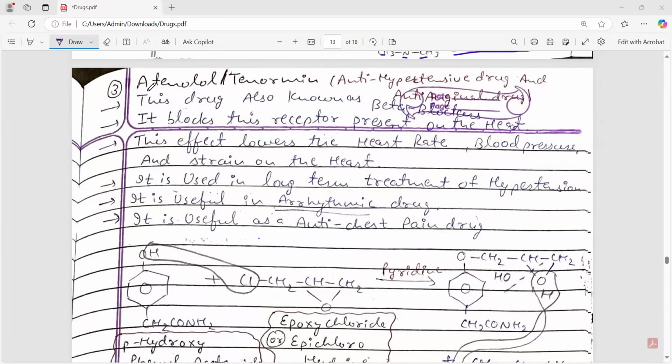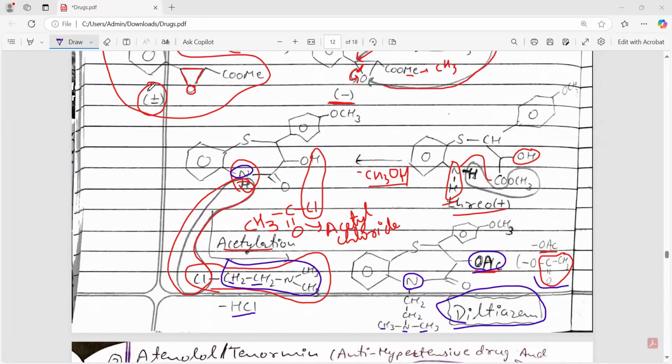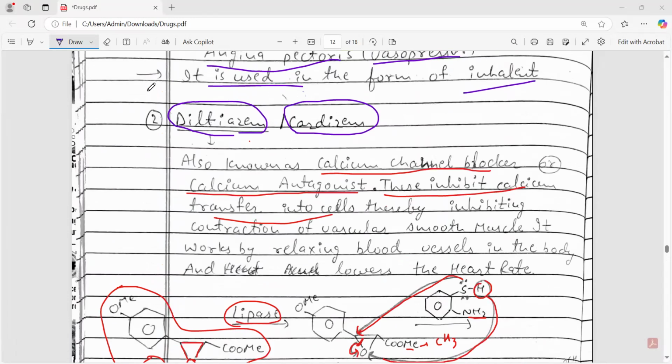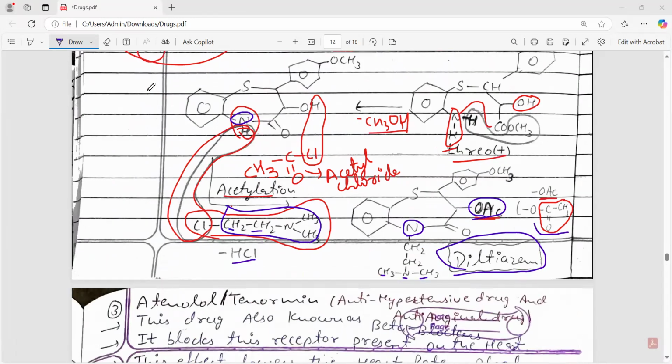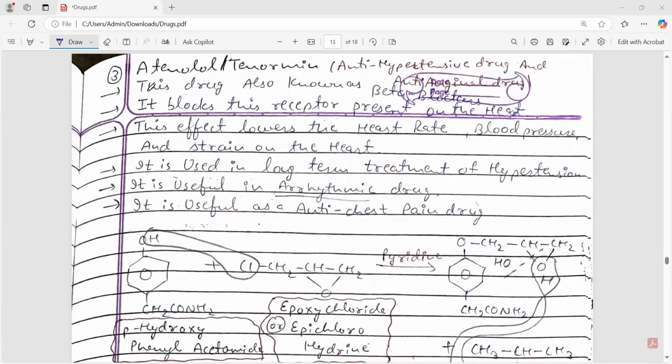We have previously discussed the two syntheses for cardiovascular drugs, that is amyl nitrate and diltiazem. Today we will discuss another new drug, that is atenolol. Another name for atenolol is tenormin.